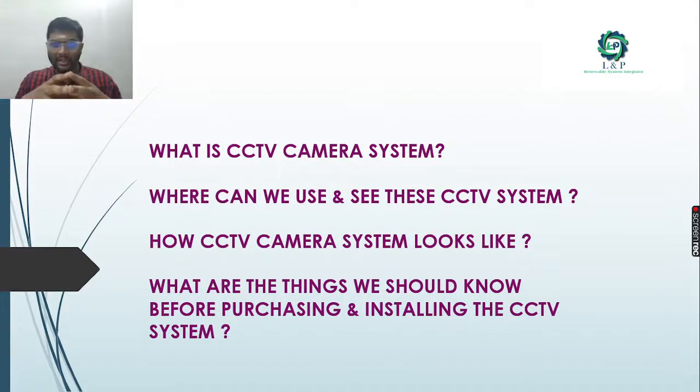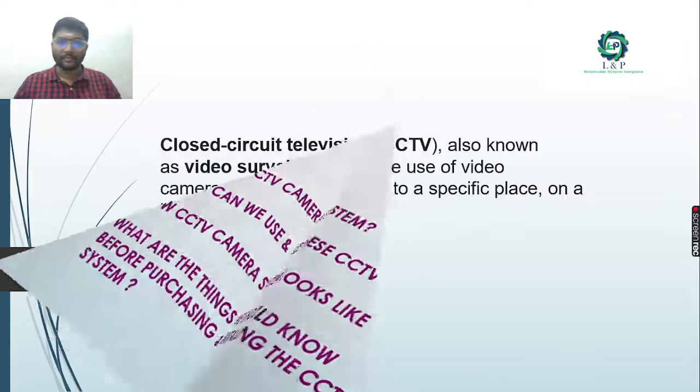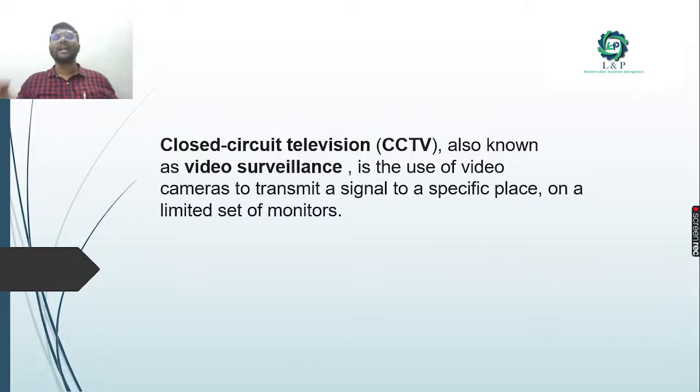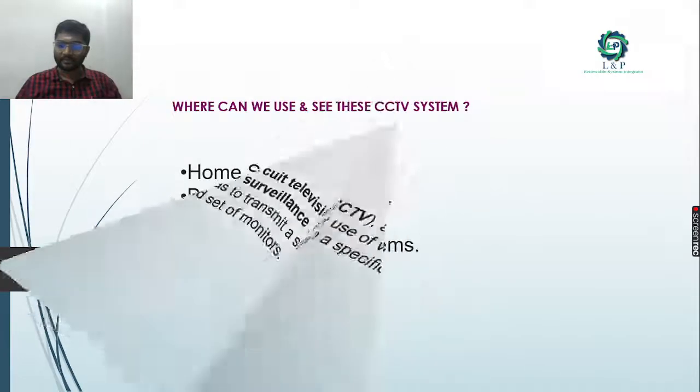Today let us try to know about what a CCTV system is, where we can use the system, how it looks, and what things we should know before purchasing and installing a CCTV system for our project. So CCTV is nothing but a closed circuit television network. It is also known as video surveillance. Using a camera we capture a video and transmit it as a signal to a specific place, in order to monitor it on a set of monitors.